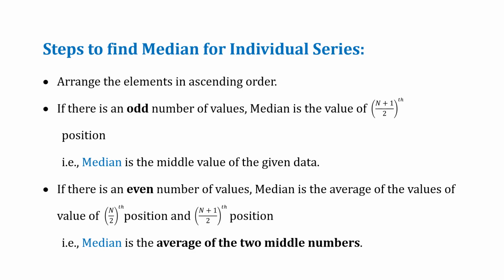If the number of observations is odd, then the median is the value of the (n plus 1) by 2th position. That is, the median is the middle value of the given data. If the number of observations is even, then the median is the average of the values of the n by 2th position and (n plus 1) by 2th position. That is, the median is the average of the two middle numbers. By following these simple steps, we can easily find the median of an individual series. Now, let us understand this procedure with an example.